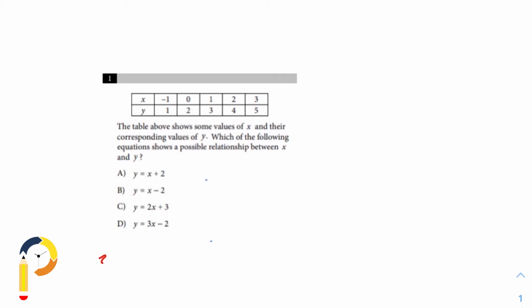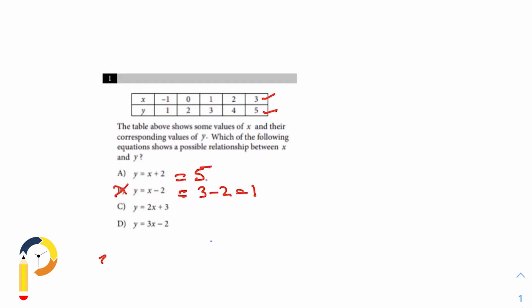So the extreme numbers are x is equal to 3 and y is equal to 5. First of all, plug in x is equal to 3 in the answer choices and check from which answer choice you are getting y is equal to 5. If you put x is equal to 3 in the first one, you are getting 5, very good. But you need to check all the answer choices, because sometimes you may get 2 answer choices giving y is equal to 5. Check B also. B is not giving you that: 3 minus 2 gives you 1, but it should be 5.